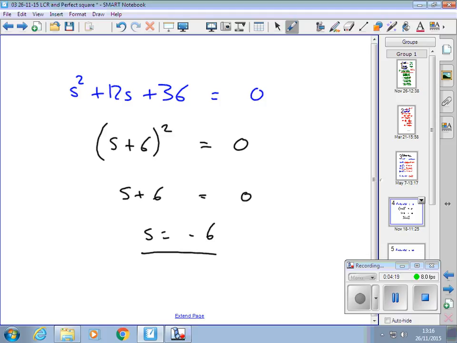There's only one solution. Generally there's two, but for this example there's just one solution. Minus 6 works for this case. If S equals minus 6, in this expression at the top in blue, that will work. It'll equal 0.